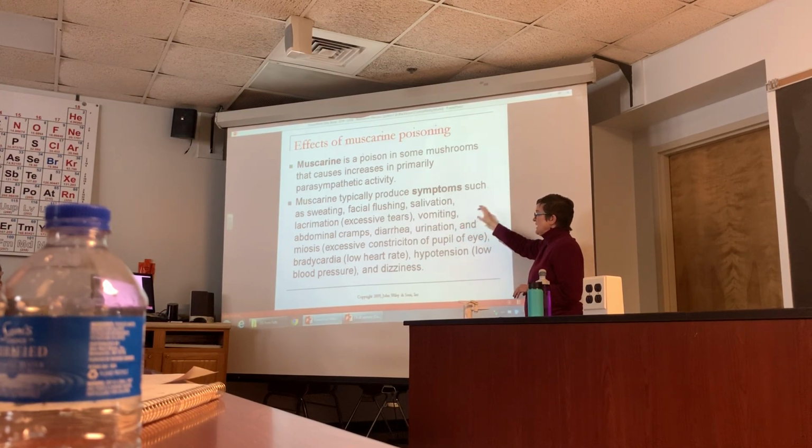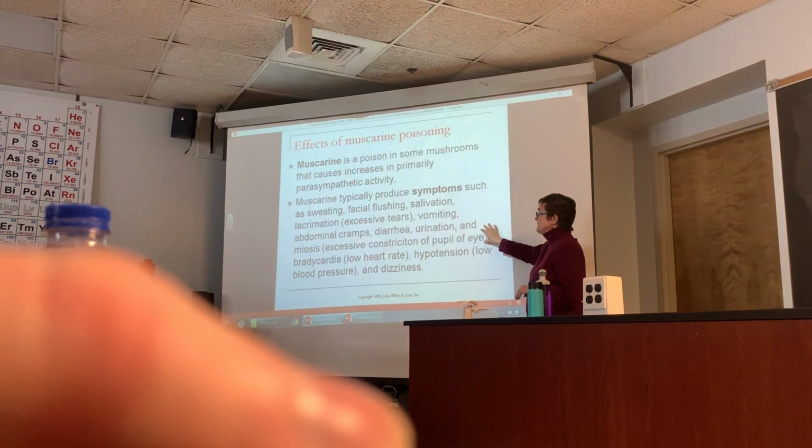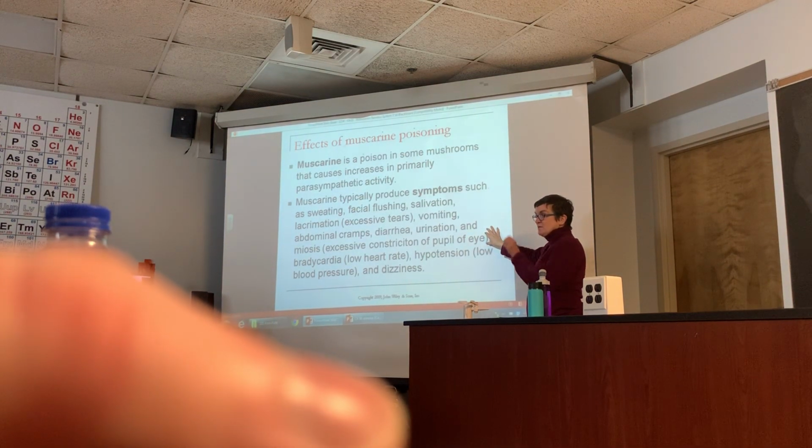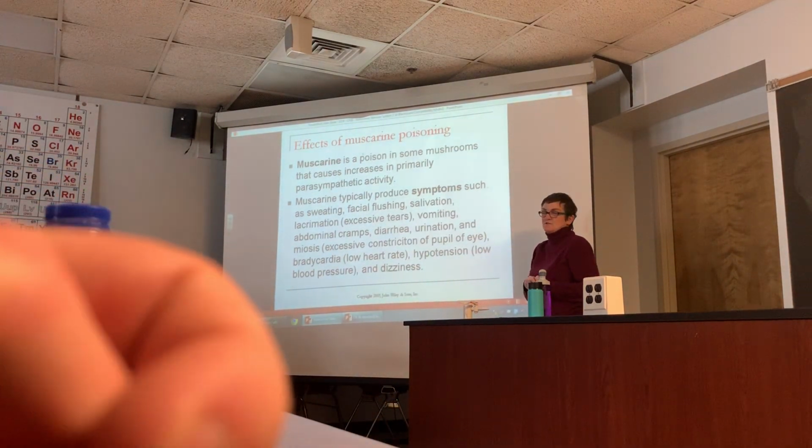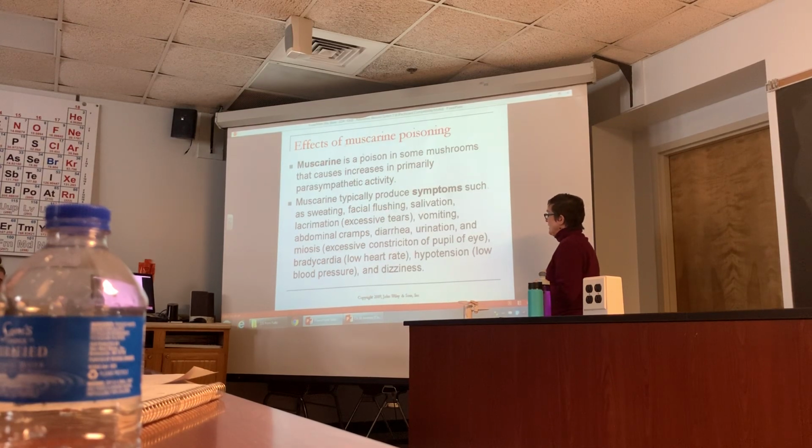increase in diarrhea, urination, excessive constriction of the pupil of the eye, so it becomes excessively constricted because parasympathetic constricts the eye. Muscarine can cause overconstriction of the eye. Bradycardia, which is low heart rate, hypotension, which is low blood pressure from that low heart rate, and dizziness because of that hypotension.